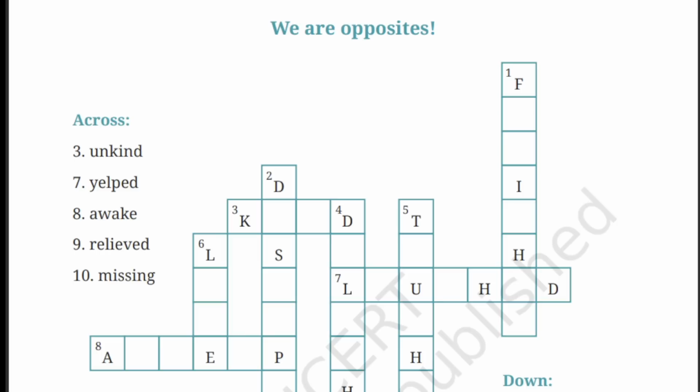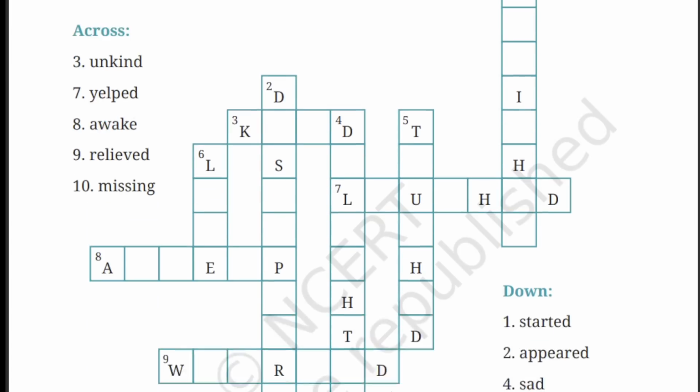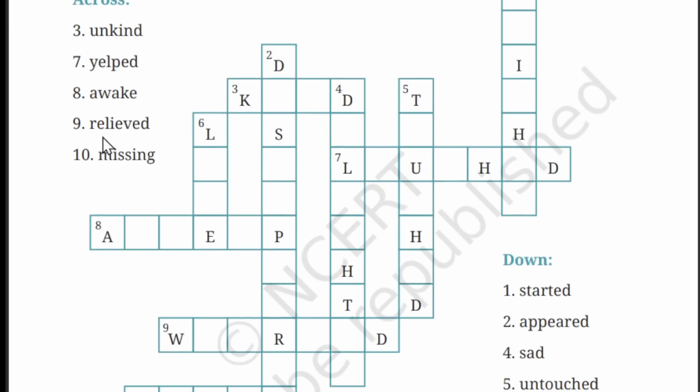Number 4, where is number 4? You have to check number 4 and write the word happy. One I'll do for you, the 10th one. Missing. What is the opposite word for missing? It's found. So you can write FOUND. Like that, you have to write the answer. Here, the third one, you see unkind. The opposite of unkind is kind.